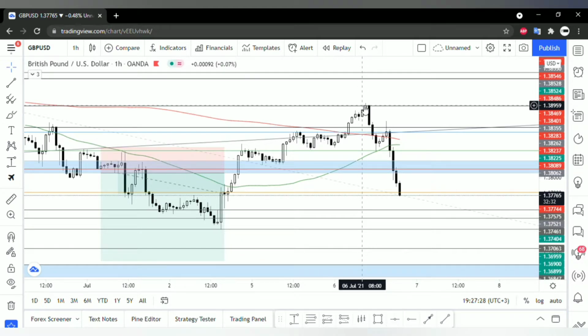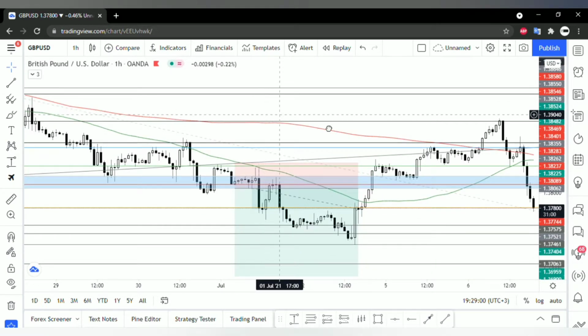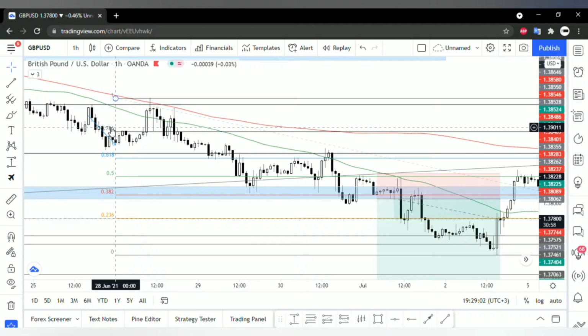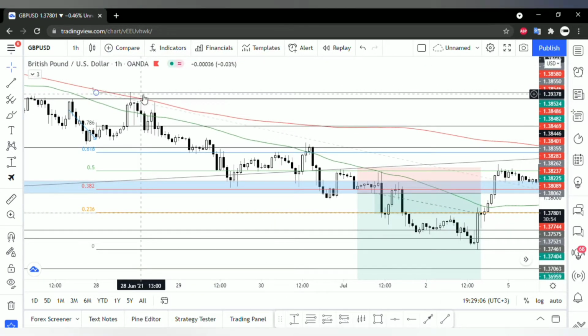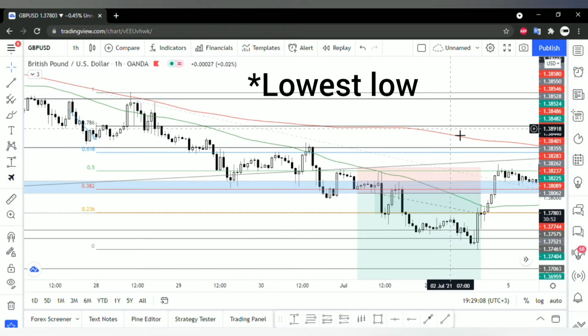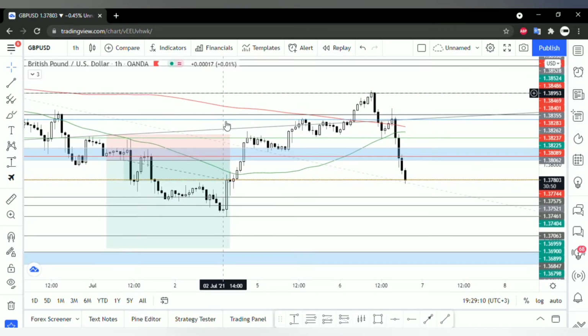It went all the way to this level right here, which is another key level that had been retested quite a few times. That's when I drew my Fibonacci from the highest high to the highest low, and as you can see, it has been respecting the Fibonacci levels. It respected this particular level, broke out of it, retested, continued to move, broke out of the 0.382 level, and went all the way to the 0.5 level.